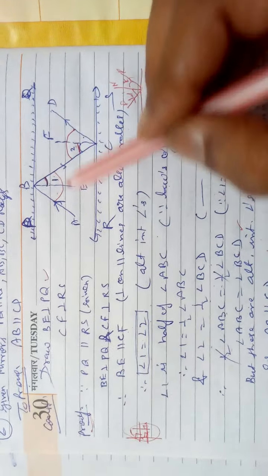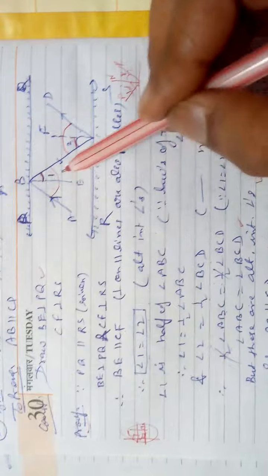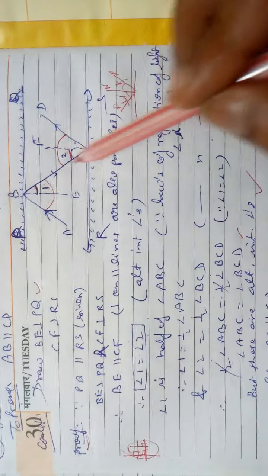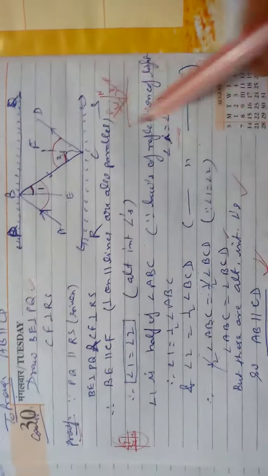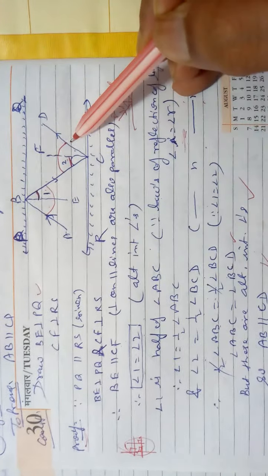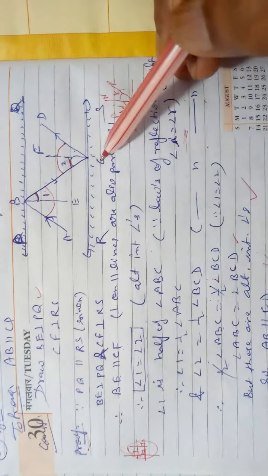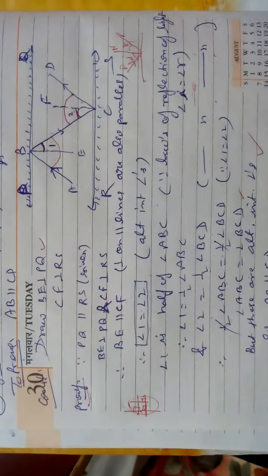Angle 1 is half of this full angle because of the laws of reflection of light. Angle 2 is also half of this, angle I equal to angle R. So this full angle is equal to this full angle, which means AB is parallel to CD. If alternate interior angles are equal, then the lines are parallel.